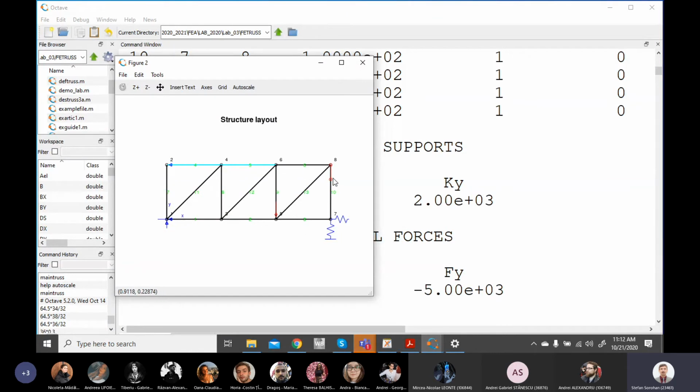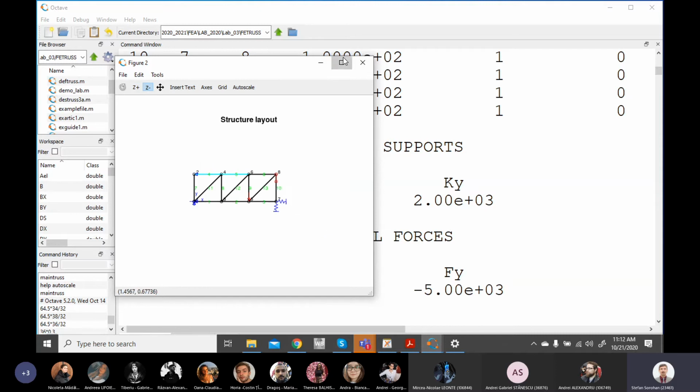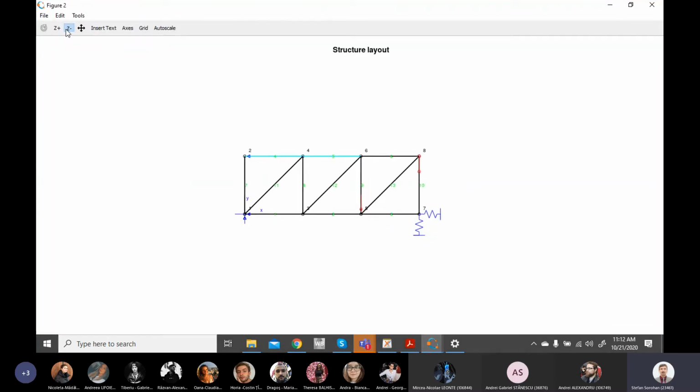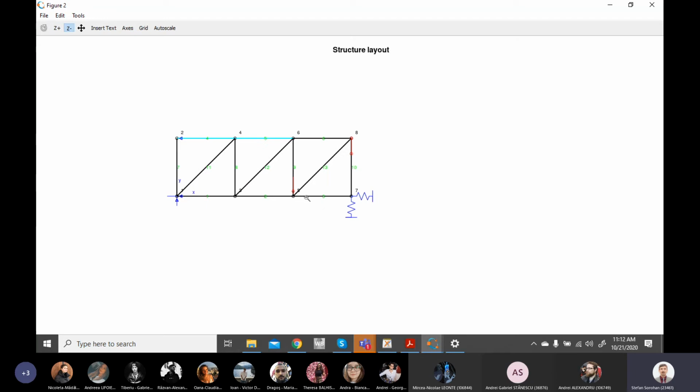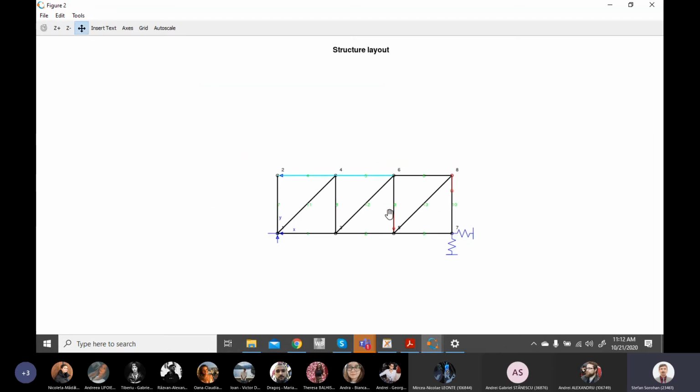So force, the non-zero displacement, thermal load, springs. You can also use zoom in, zoom out if necessary. You can also obtain a larger picture. As you can see, here is a mistake. This is due to the Octave. If you try to move something like that, it is possible to have mistaken plots.